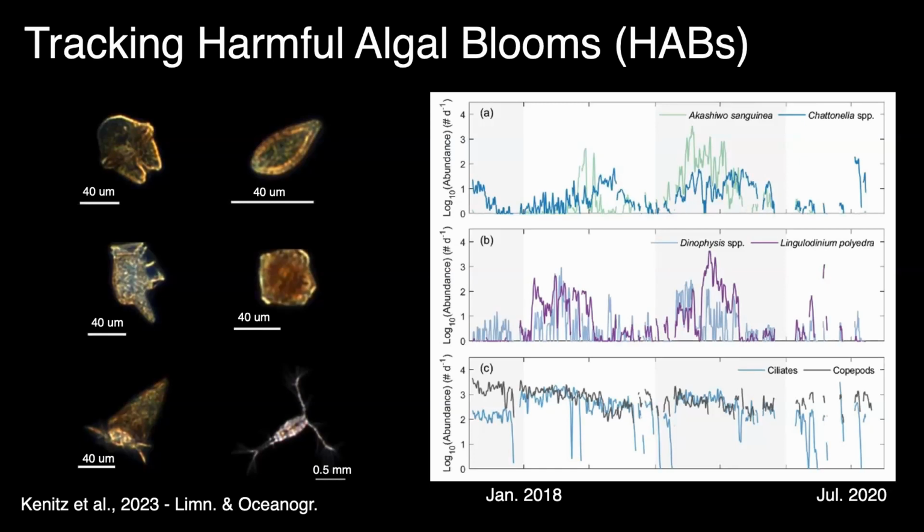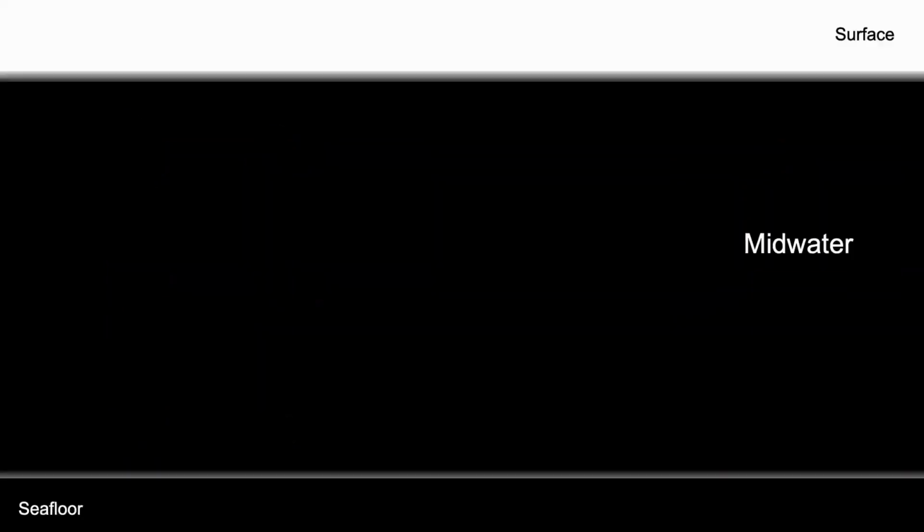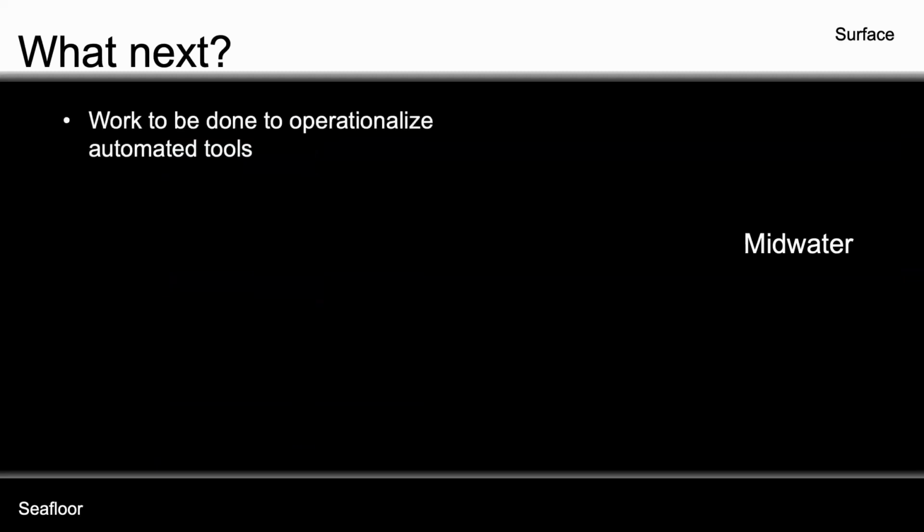But from a more engineering perspective, where does this leave us? So we have this huge volume of water, and we have all of these instruments that allow us to look at it in these cool, new, different ways, but we have these imperfect systems that are attempting to work with that data. So there's still work that needs to be done to operationalize these automated tools.